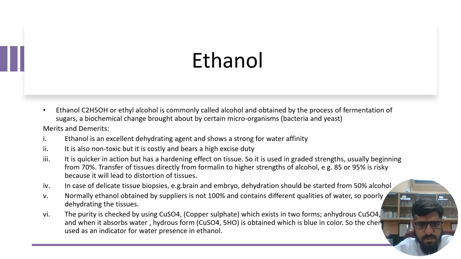Normally, ethanol obtained from a supplier is not 100% pure and contains different quantities of water, so it will lead to poor dehydration. To check the purity of ethanol, we can just add dehydrated copper sulfate to the ethanol. If it changes color, it indicates that water is present and it is not absolute ethanol.